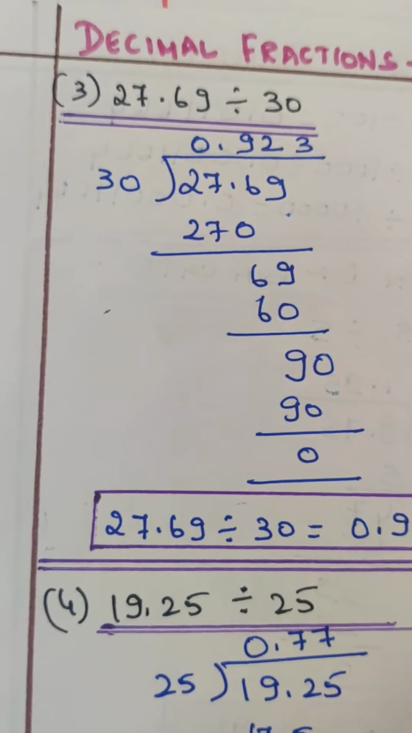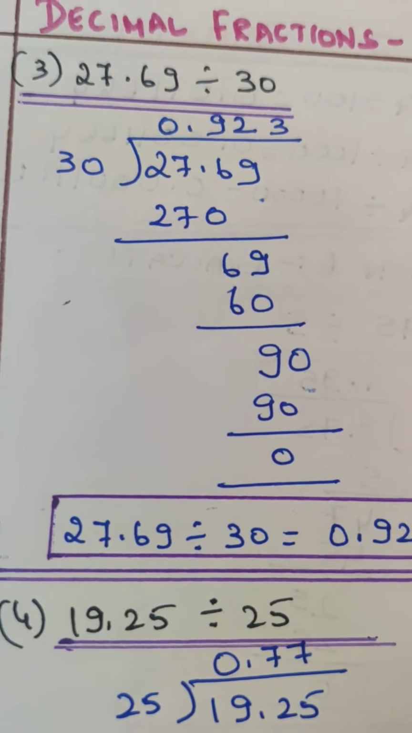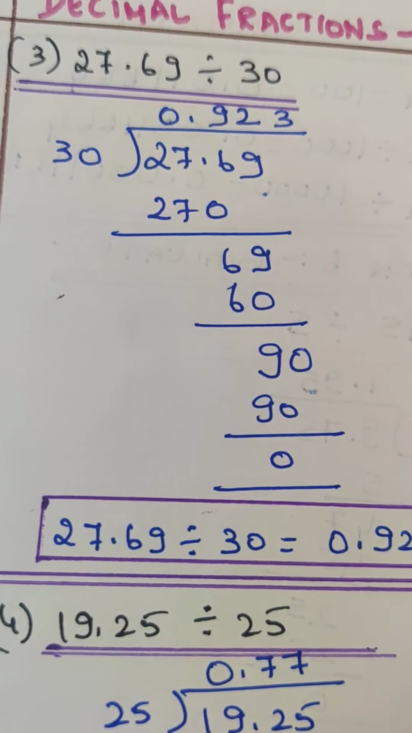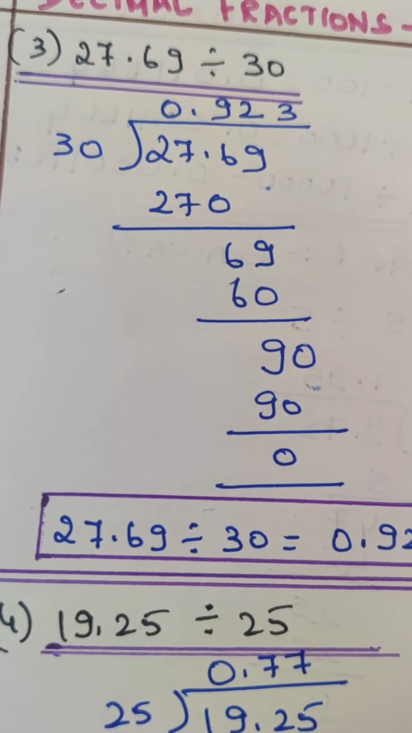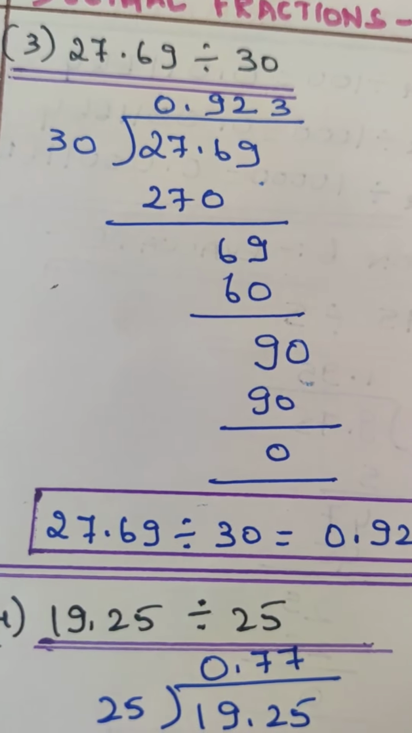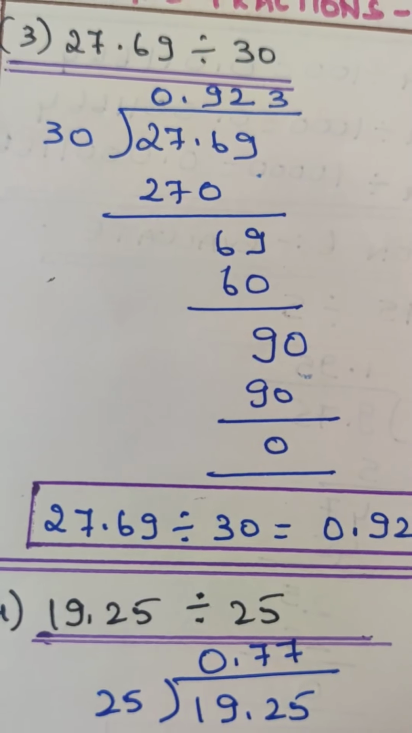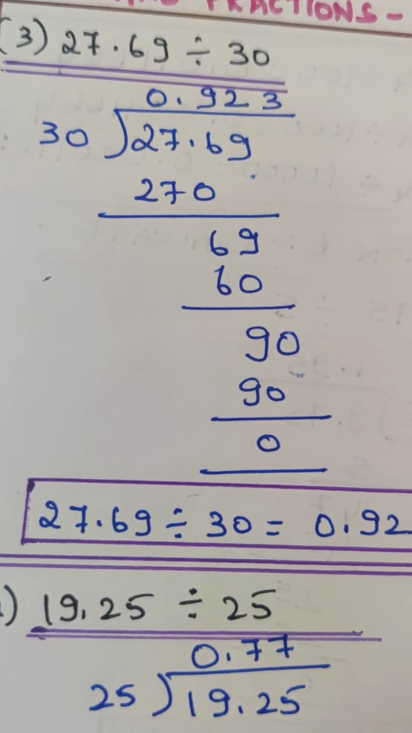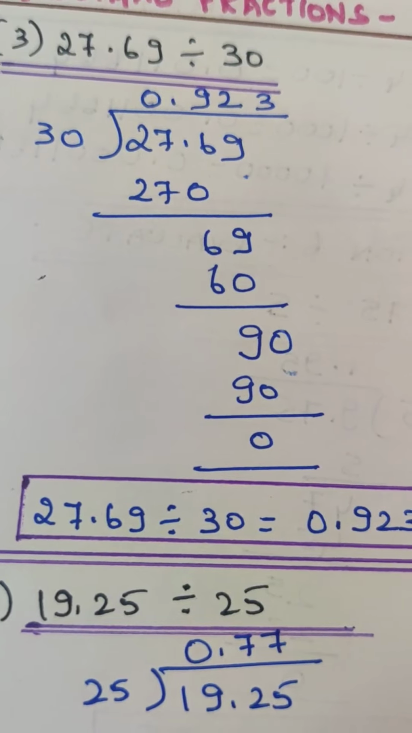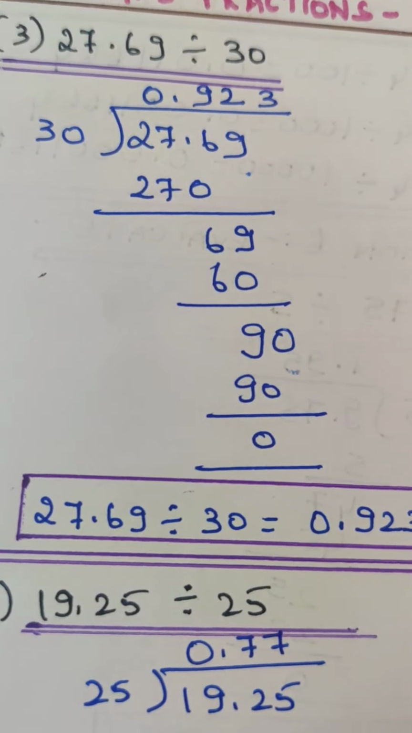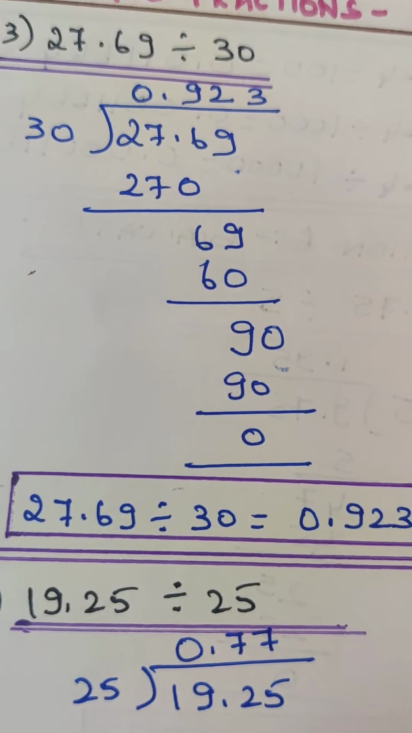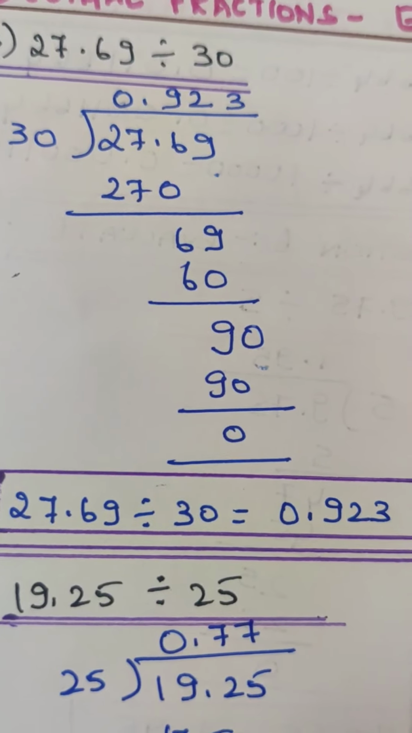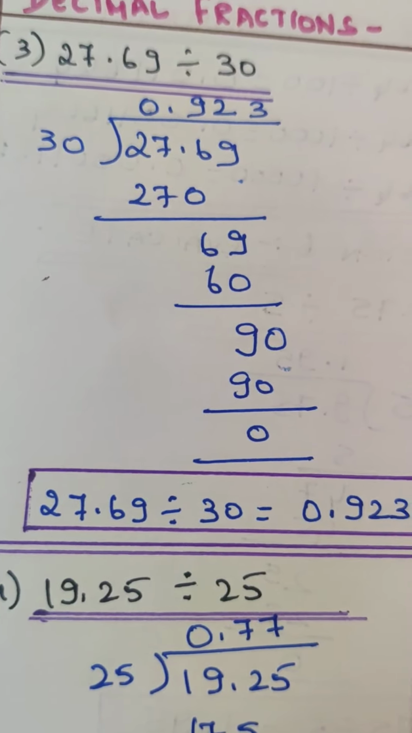Let's move on to the third sum. 27.69 divided by 30. 30 will not go into 27, so you put a 0 in the quotient place and then the number becomes 276. So 30 nines are 270, so 9. 6 is the remainder. You get 9 down, so it becomes 69, 30 twos are 60, so 9 is the remainder and now it's 90, so 30 threes are 90 and the remainder is 0. Therefore 27.69 divided by 30, the answer is 0.923, and I'm just pausing for a few seconds for you to understand the calculation.